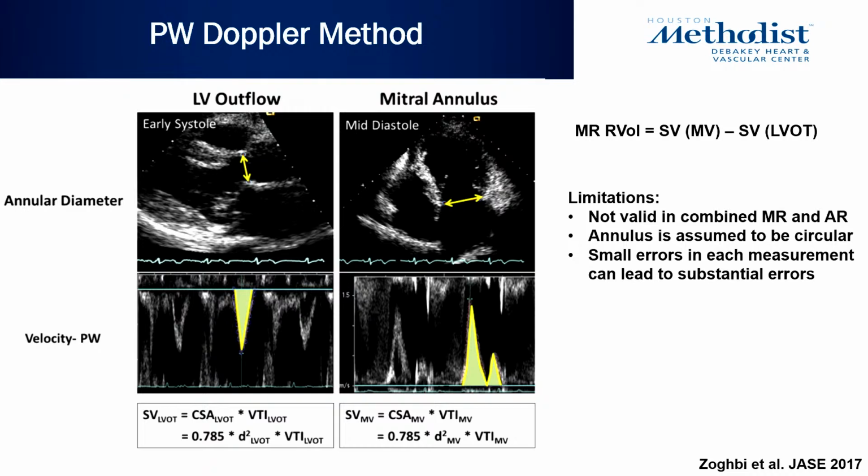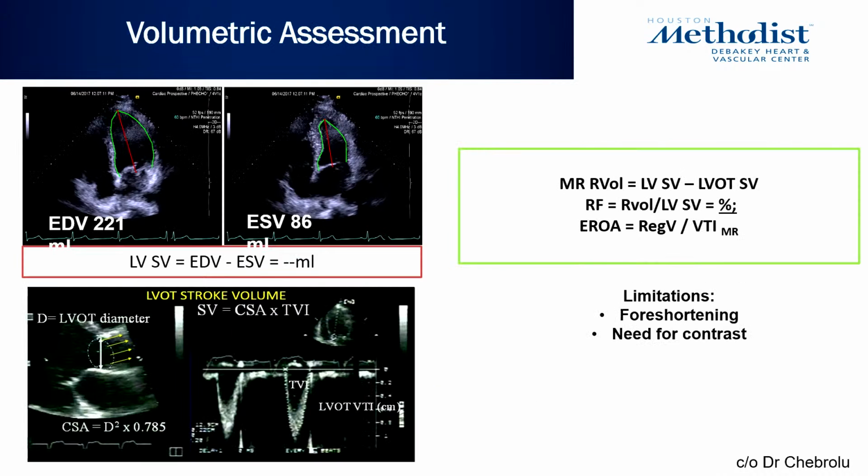The limitations of this method are that you cannot use it in combined MR and AR, and this is actually one of the strengths of MRI when you have combined regurgitant lesions. Your annulus is assumed to be circular, and small errors in measurement can lead to substantial errors in MR severity evaluation. The volumetric method mirrors what's done in MRI, and that's when you subtract your LVOT stroke volume from your biplane stroke volume.